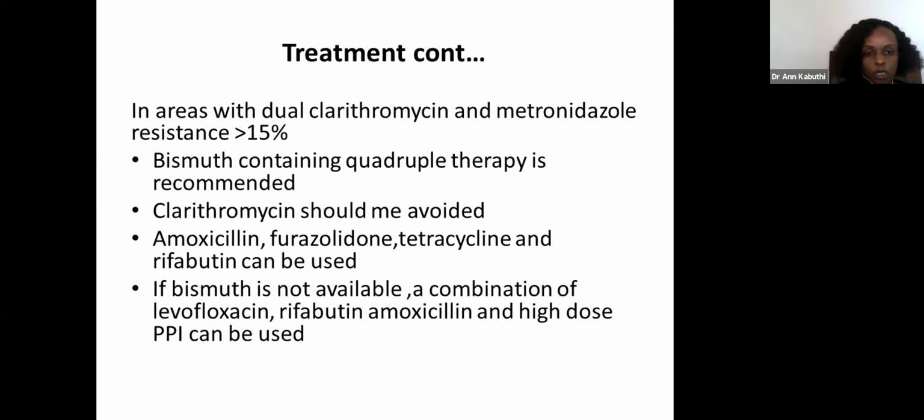So drugs that should be used include amoxicillin, furazolidone, tetracycline, and rifabutin. If bismuth is not available, a combination of levofloxacin, rifabutin, amoxicillin, and high dose PPI can be used.